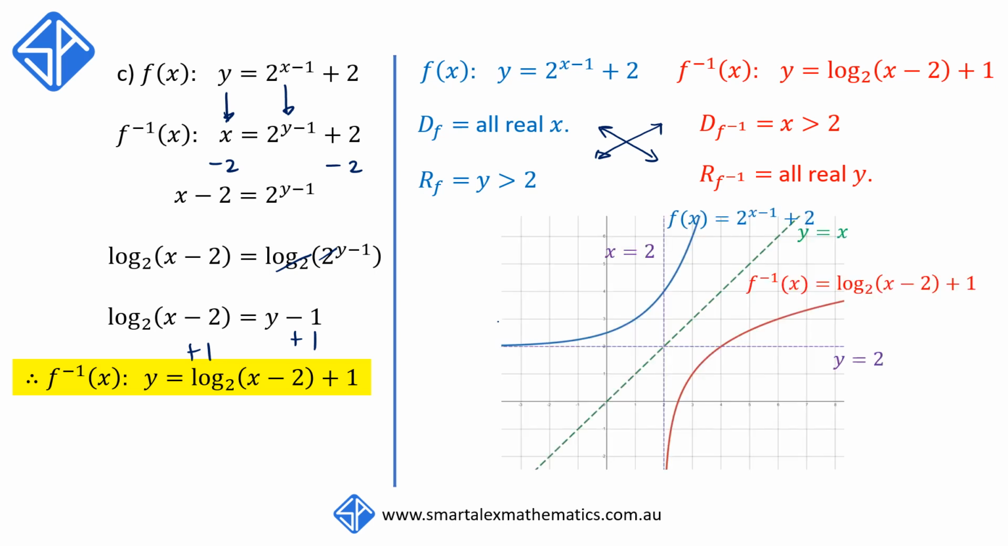And here are the graphs of f of x and inverse f of x. So the blue graph is our exponential function. The red graph is our log function, and we can see that both of these functions are symmetrical about the line y is equal to x.